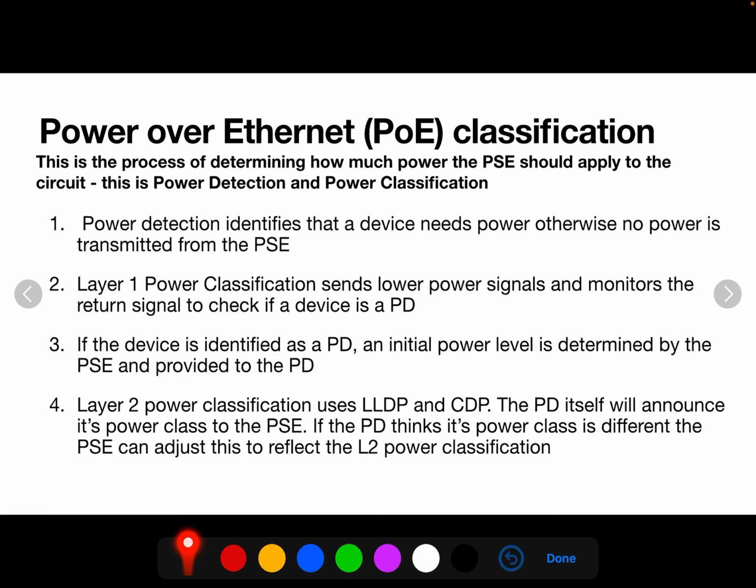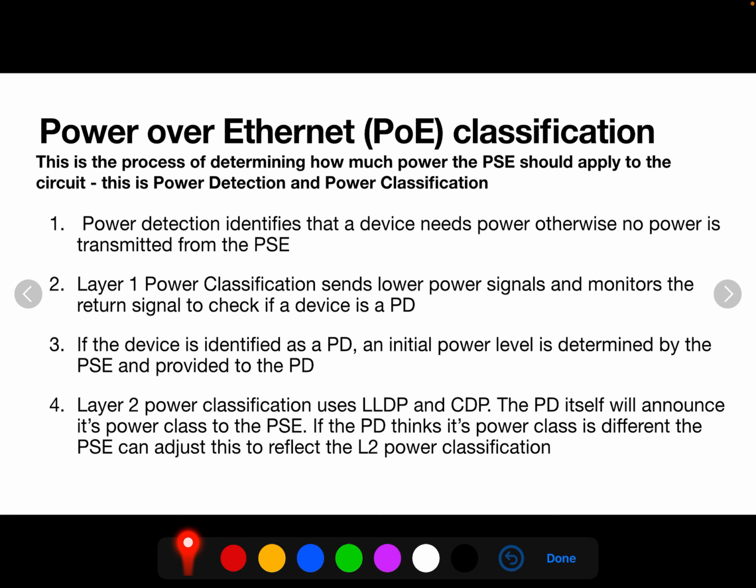Now remember, there's a 4-step process here for determining how much power the power sourcing equipment should apply to the circuit. So we have two important terms: power detection and power classification. Power detection identifies that a device needs power, otherwise no power is transmitted from the power sourcing equipment. Layer 1 power classification sends lower power signals and monitors the return signal to check if the device is a power device. Okay, so layer 1 power classification is sending low power signals, and then a return signal is sent from that power device if it is indeed a power device.